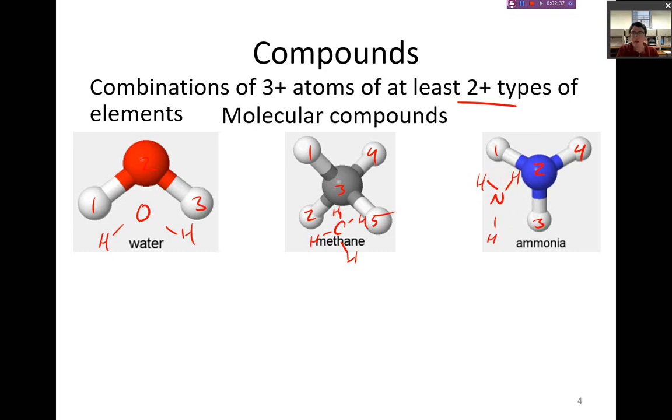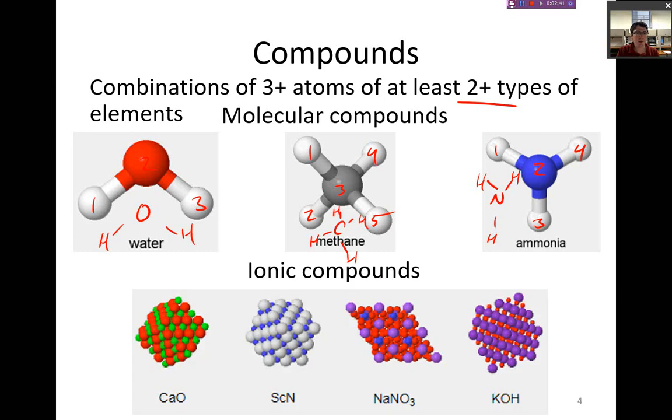Okay? Then we also can get rearrangements of elements into what are called ionic compounds. And the main difference we will see between molecular compounds and ionic compounds is based on the type of bonding that they have. We'll get to bonding in Chapter 6, but we'll look at it very briefly here.